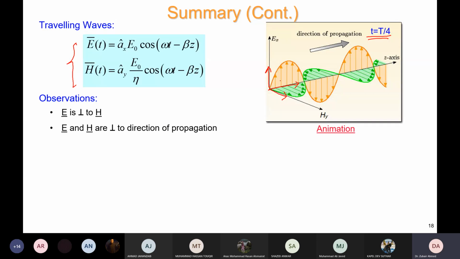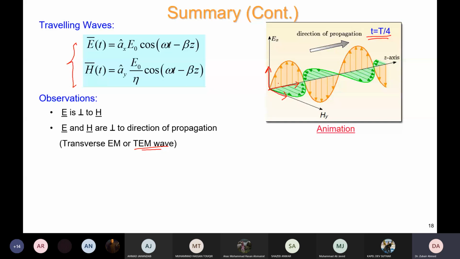So what type of wave is this electromagnetic wave? Longitudinal wave or transverse wave? Electric and magnetic field are orthogonal to direction of propagation. So they are constituting a transverse wave. That's why we call them a TEM wave. So wave propagating in a free space or lossless medium is a TEM wave. It is a transverse electromagnetic wave.